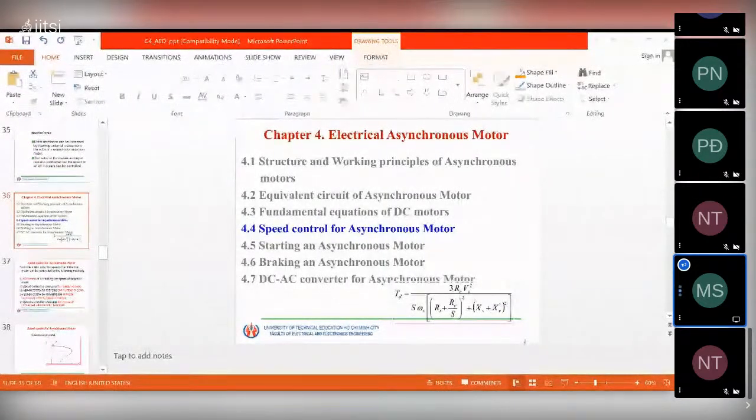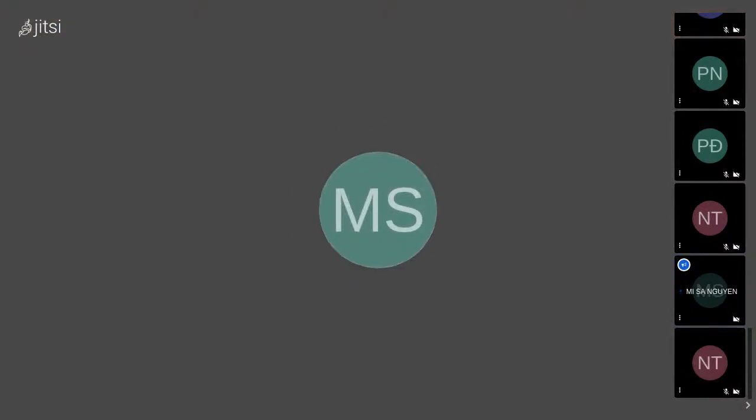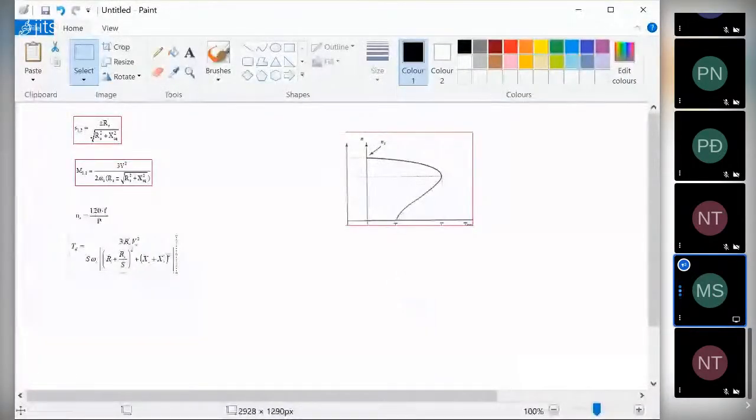Next, we will consider a type of speed control method. Okay, I can share the new screen. Do you see the new screen? Yes, we can see it.